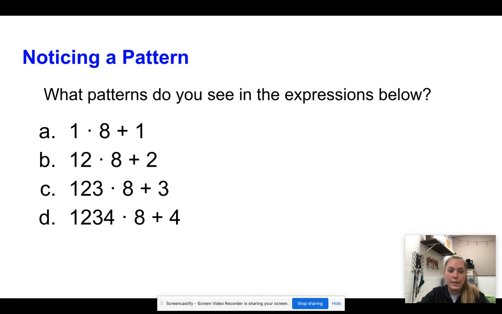Here's a pattern made up of 4 expressions so far. What patterns do you see in the expressions below? Well, starting with the very first number, it goes from 1 to 1, 2 to 1, 2, 3. So as the pattern goes on, you gain a digit in that first number, and that is increasing from 1. The 8 stays the same. So that first number is always going to be multiplied by 8. And the number being added increases by 1 number each time. Okay.